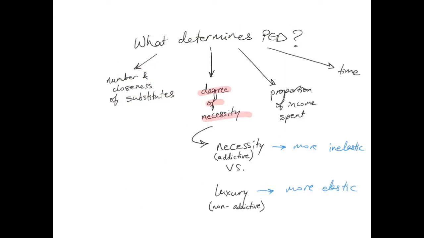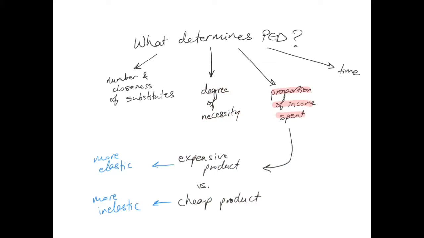The second determinant is the degree of necessity. If the product is considered by the consumer, now this depends on the consumer and it's different from one consumer to the other, if the product is considered a necessity or it's addictive, because again, if a consumer is addicted, it'll be considered a necessity for them, their demand is likely to be more inelastic. But if the product is considered a luxury, and similarly, if it's non-addictive, demand is likely to be more elastic. So necessities tend to have more inelastic demand. Luxuries tend to have more elastic demand.